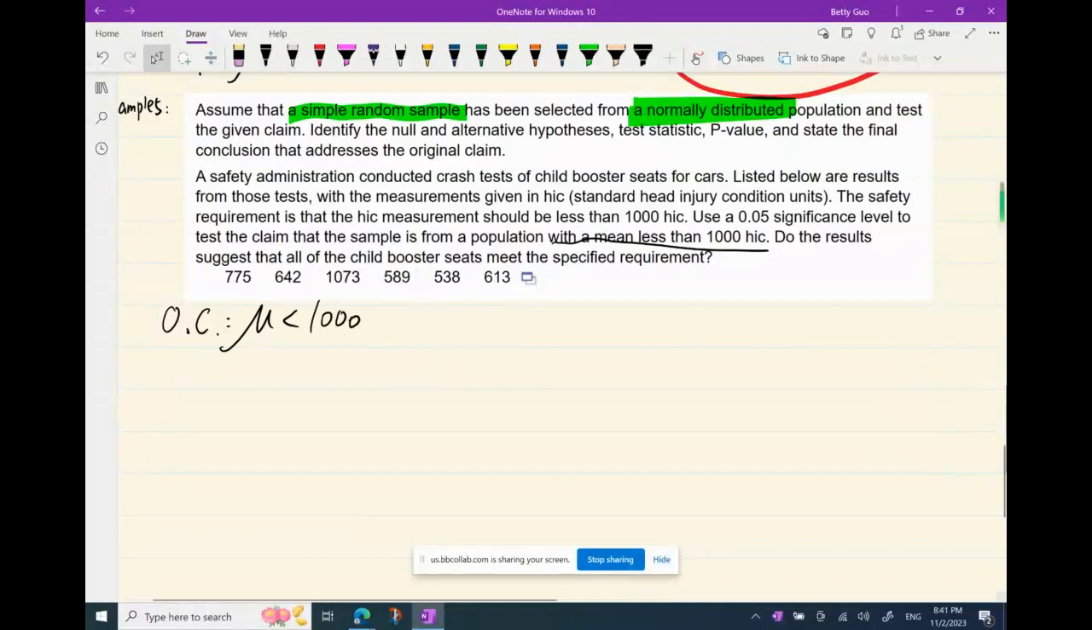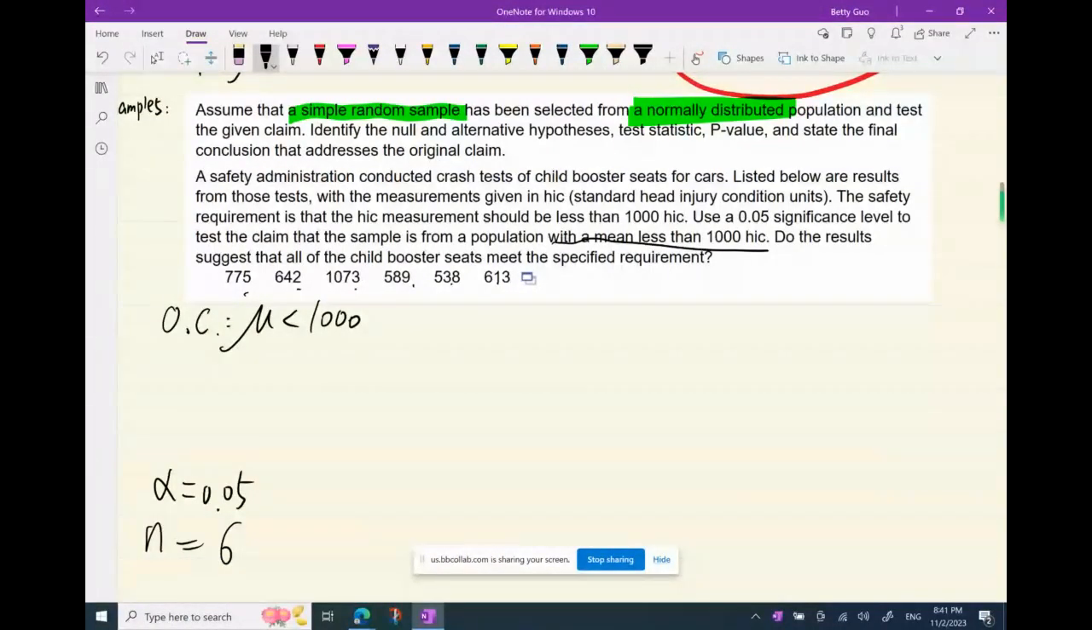Other information from the problem is alpha equals 0.05, right? And we only have a sample. The sample size is small: 1, 2, 3, 4, 5, 6. But you know what? It doesn't matter.